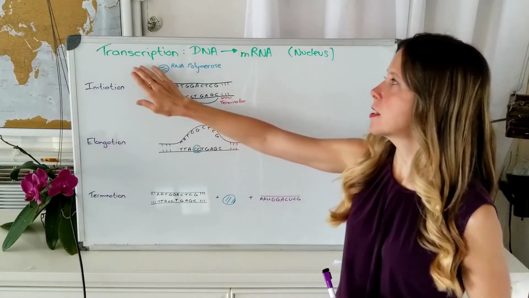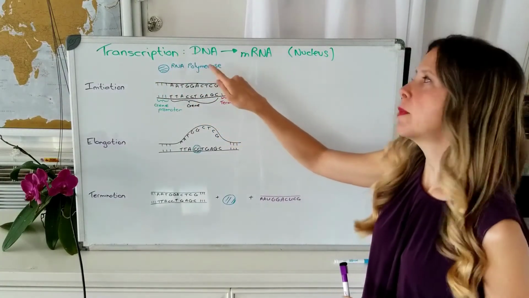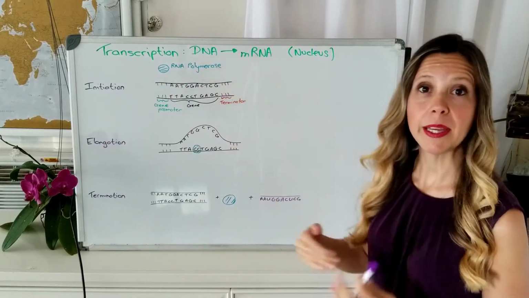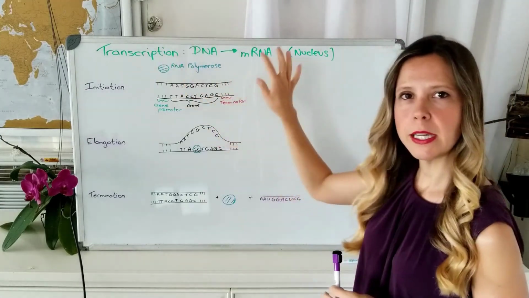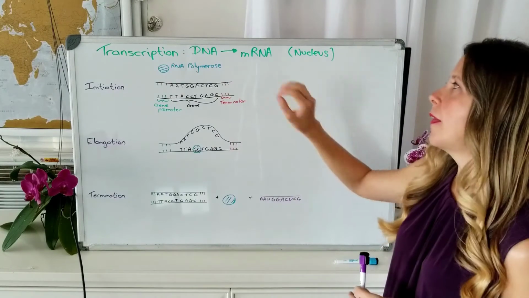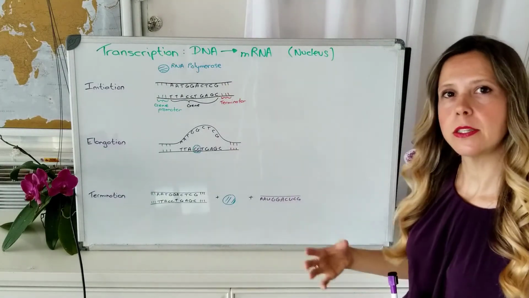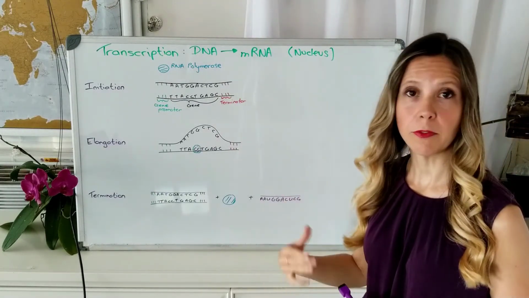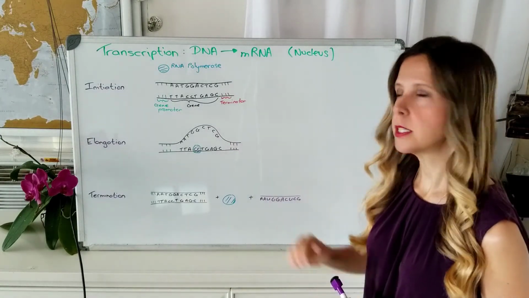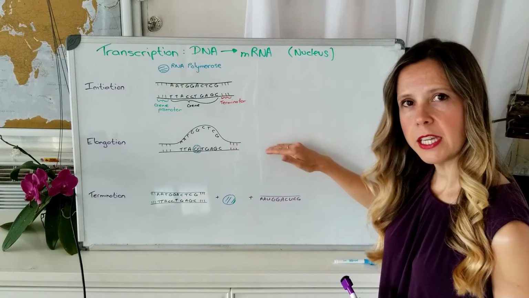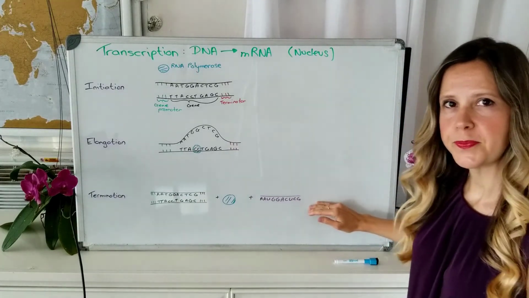Alright, so during transcription, we're going to take that information in DNA and we're going to make a copy of it in the form of messenger RNA. This is going to take place inside the nucleus, and then that messenger RNA can exit the nucleus and move to the cytoplasm for translation. Our transcription is going to take place in three stages: initiation, elongation, and termination.